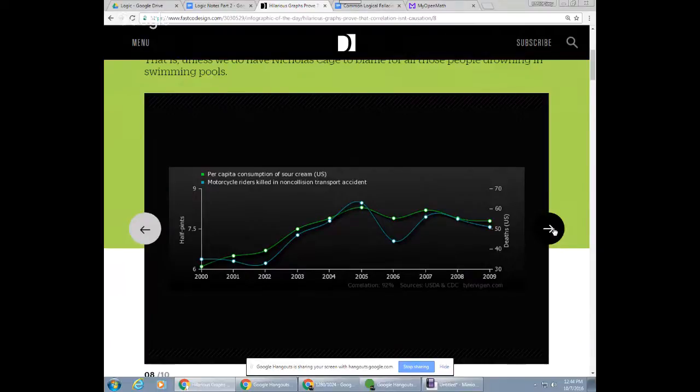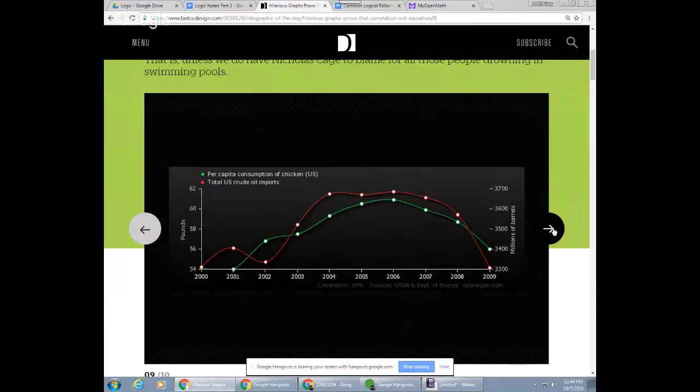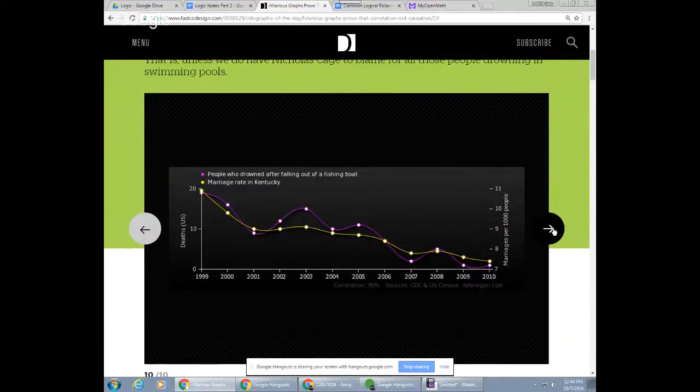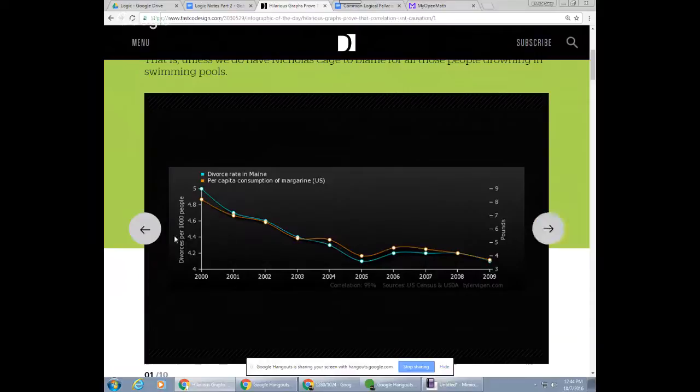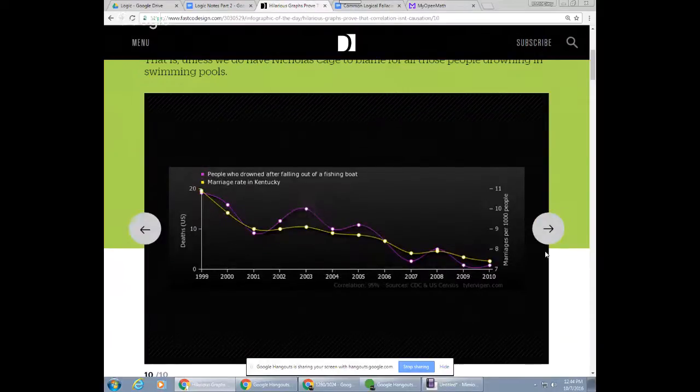The per capita consumption of sour cream tends to be in line with motorcycle riders killed in non-collision transport accidents. Where's my favorite one? Kentucky. Okay, that's a funny one. People who drowned after falling out of a fishing boat versus the marriage rate in Kentucky. Damn you, Kentuckians. Okay, I so know where not to go to get married.